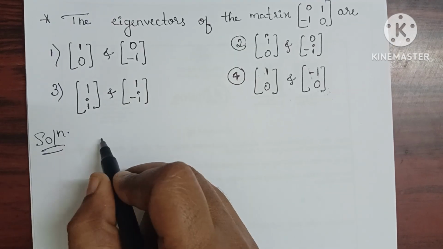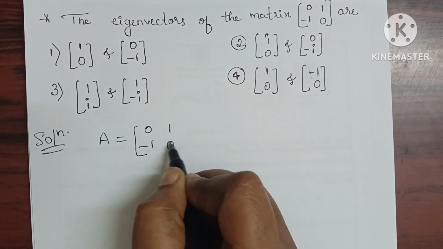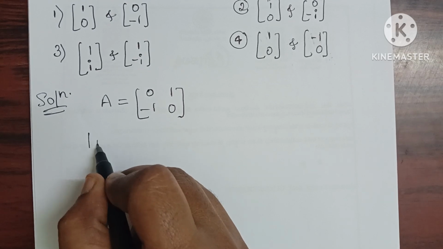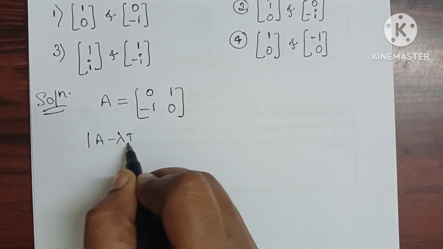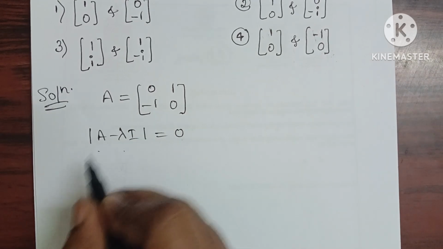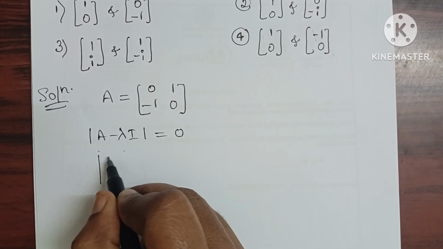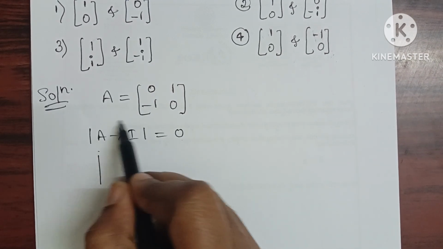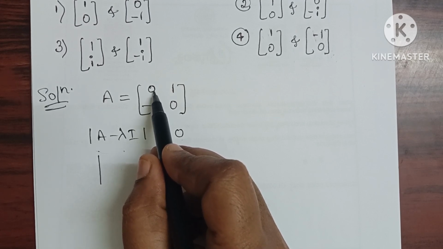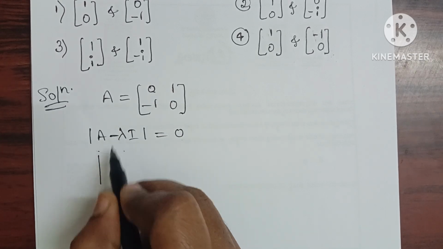So let us consider the given matrix as A equals 0, 1, minus 1, 0. We know that the characteristic equation is determinant of A minus lambda I equals 0. So considering the characteristic equation of this matrix, to get this determinant, we simply have to subtract lambda from the diagonal elements, that is 0 minus lambda I.